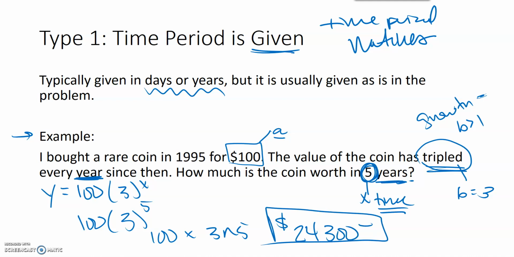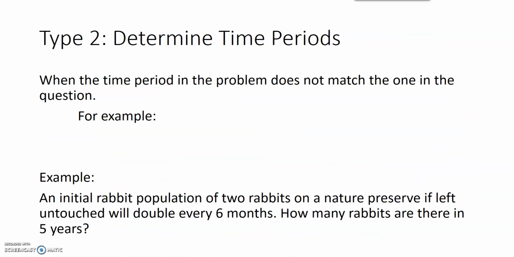It's that easy. Now the reason again that this is type 1 is that our units match from the previous part, the part where we're getting our A, B, and whether it's growth or decay, to the question at the end. The units match. That's key. Because type 2, we have to determine that time period. Time periods don't match. Okay? You have to do a little bit of math to figure out what that time period would be.